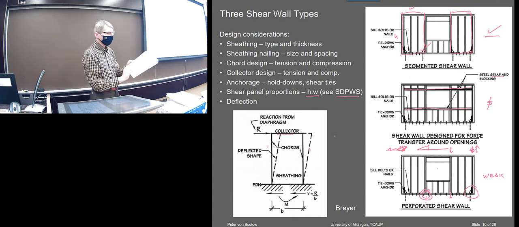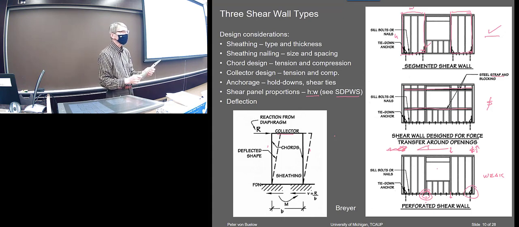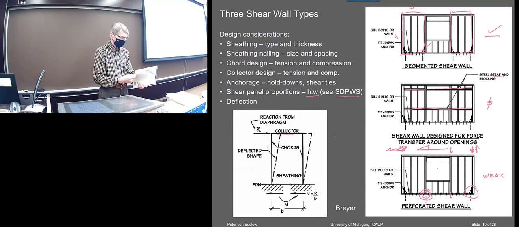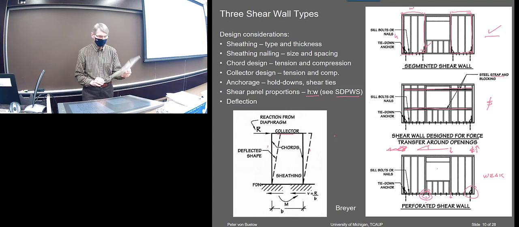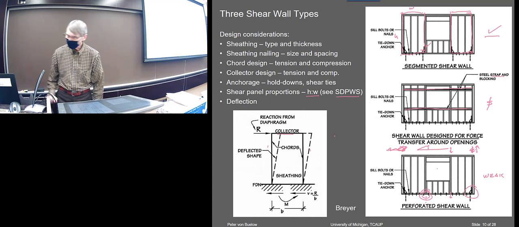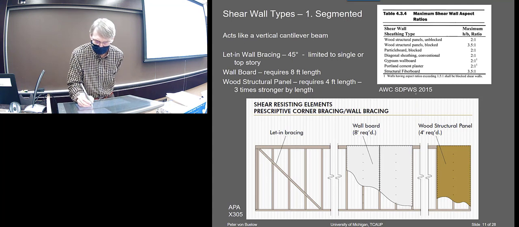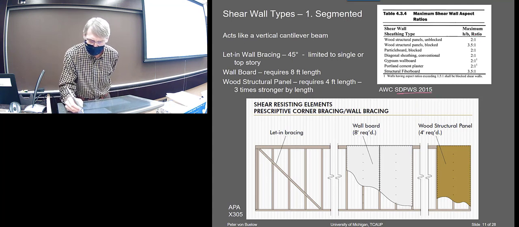I don't know if I posted this, I think I may have posted it. I have to go back and look. Maybe I didn't. I posted the tables out of this. There's only really one table that you need. But this is the special design provisions for wind and seismic from the American Wood Council. So that's part of the NDS set. This one, SDPWS. In fact, this is the table that I was just referring to, and it gives the wall aspect ratios.